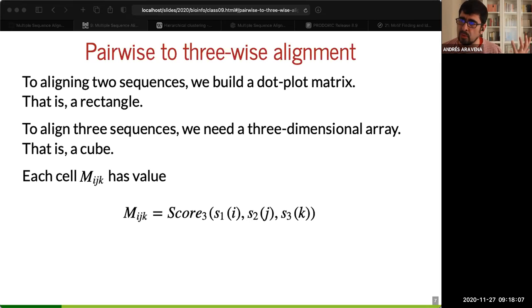If they are equal, it's good. If they are similar, it's not so bad. If they are very different, it's bad, and you will have positive and negative numbers according to some rule.